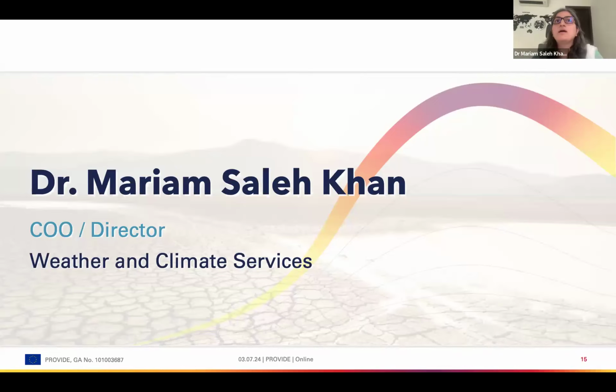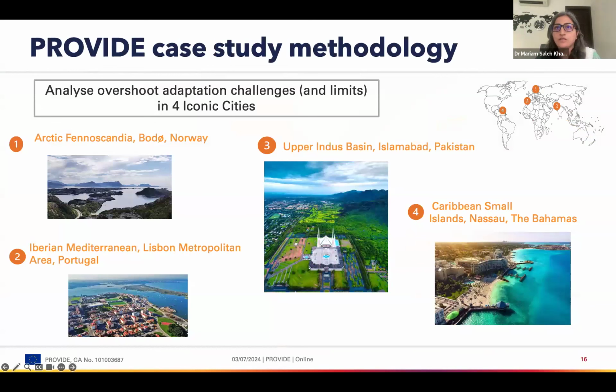Hello, everyone. Thanks very much, Quentin, for this detailed walkthrough of the dashboard. Good afternoon, good evening, everyone. I'm Mariam Saleh-Khan from Weather and Climate Services, Pakistan. So continuing from the adaptation story of Islamabad that Quentin just presented, I will quickly go through our background work in engaging with the local stakeholders of the iconic regions and cities to assess local adaptation challenges. I will be focusing mainly on the test case of the Upper Indus Basin and the city of Islamabad.